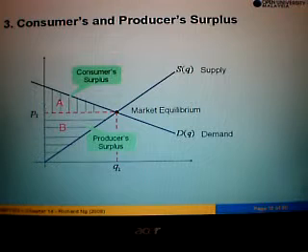So the area under this demand curve, which is above the price or equilibrium, we shade it as A. So this area A is called the consumer surplus. Whereas B, below this market equilibrium point, is known as the producer's surplus.